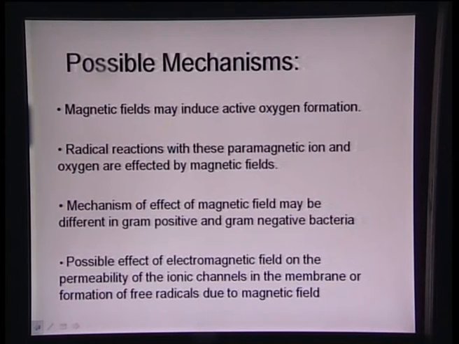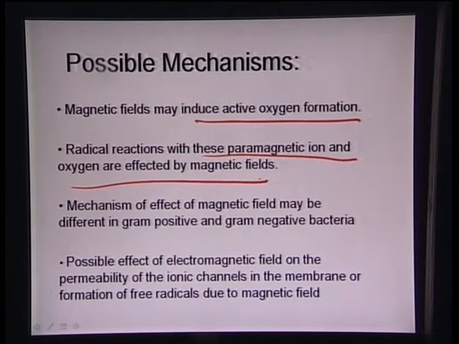Now, a possible mechanism is that magnetic fields may induce active oxygen formation, and these radical reactions with paramagnetic ions and oxygen are affected by the magnetic field. The mechanism of the effect of the magnetic field may be different in gram positive and gram negative bacteria. That is the reason that when we started investigating this aspect, we started with gram negative bacteria, that is E. coli, which is widely investigated, and in the next stage we are trying to find out similar influence on gram positive bacteria, for example Staphylococcus epidermidis or Staphylococcus aureus species.